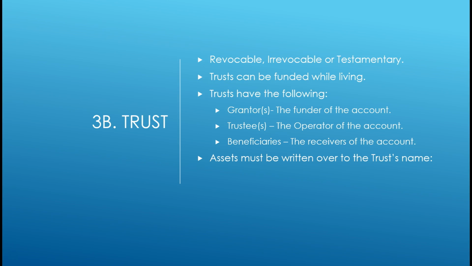Assets then must be written over to the trust name. For example, when I was working at the bank, I've seen lots of trusts, and most trusts are titled something like this: the Revocable Living Trust of the blank family, and I put mine in there, the Flynn family. It's a legally binding name, so if you want to write a check to that account, you must write it to the Revocable Living Trust of the Flynn family. It actually becomes a legal name.